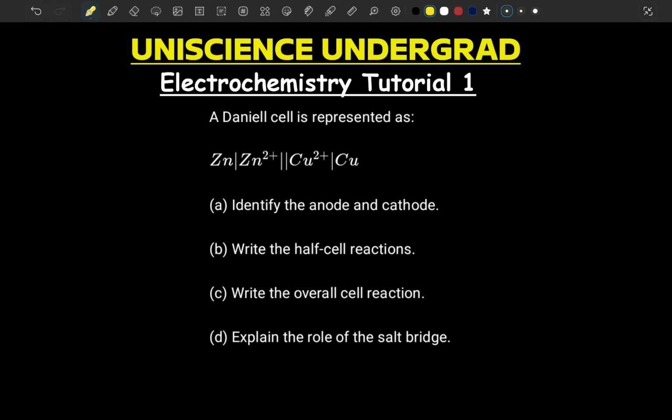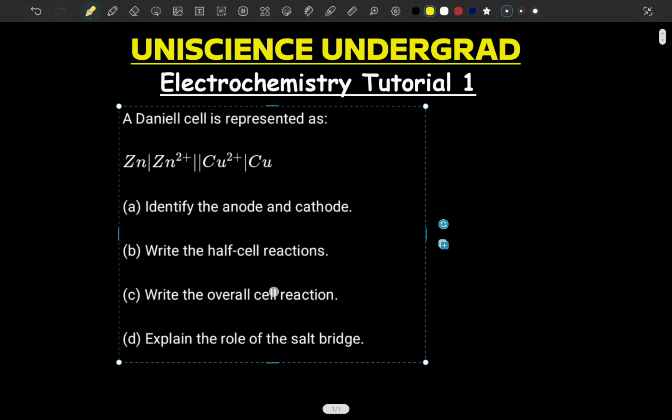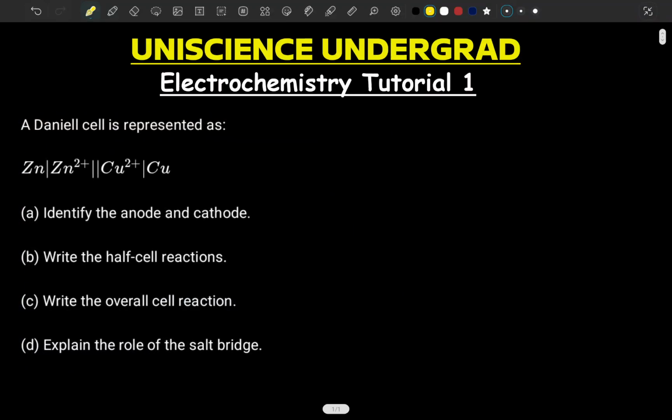It says identify the anode and identify also the cathode. Write the half cell reactions, write the overall cell reaction, explain the role of the salt bridge. It's a very simple question, but let us dive into it. So let me just bring it here so that we can answer it properly. So this is the problem that we have here.